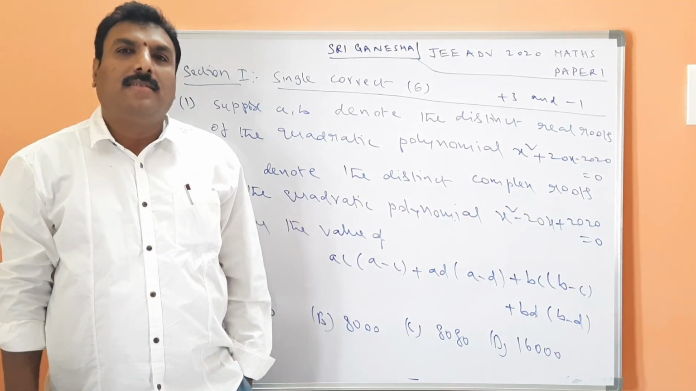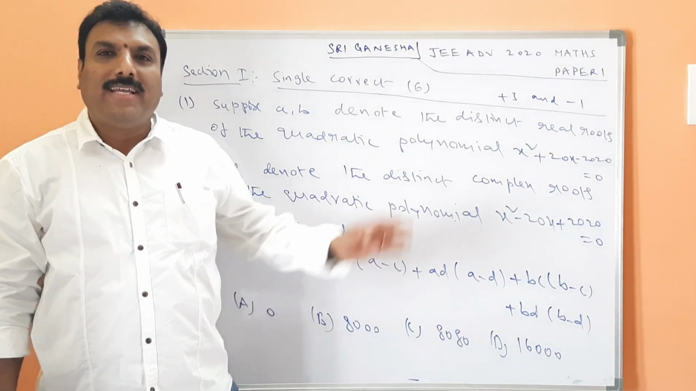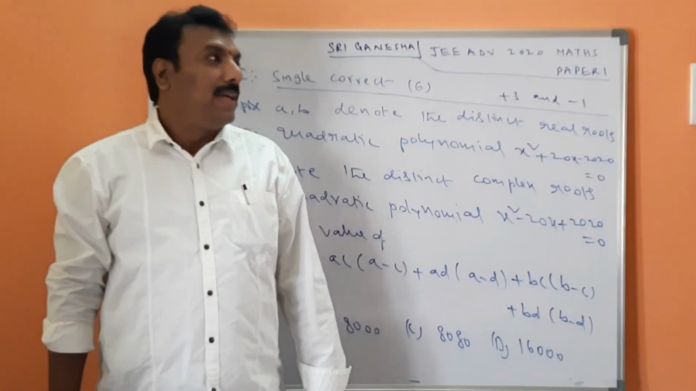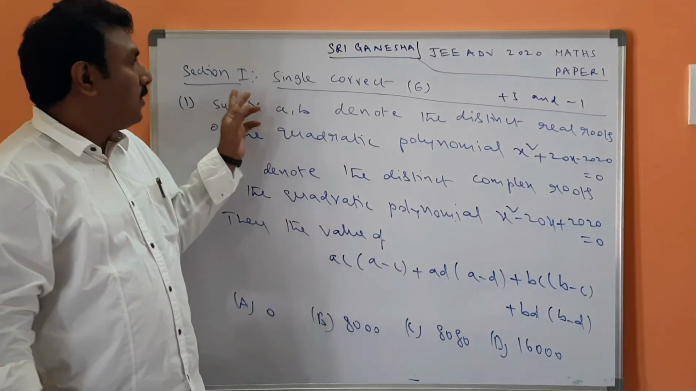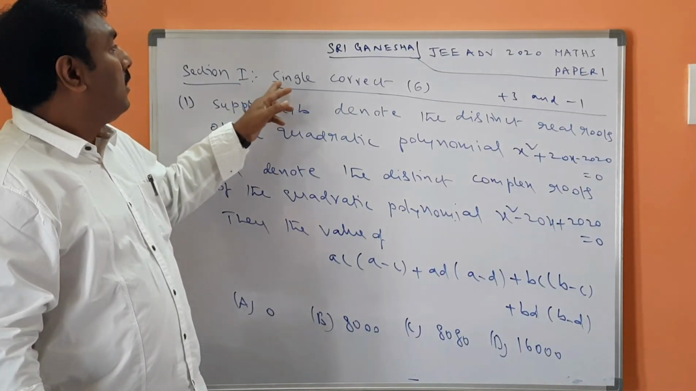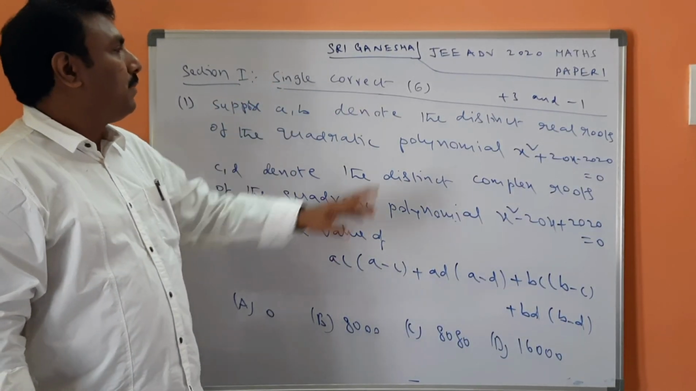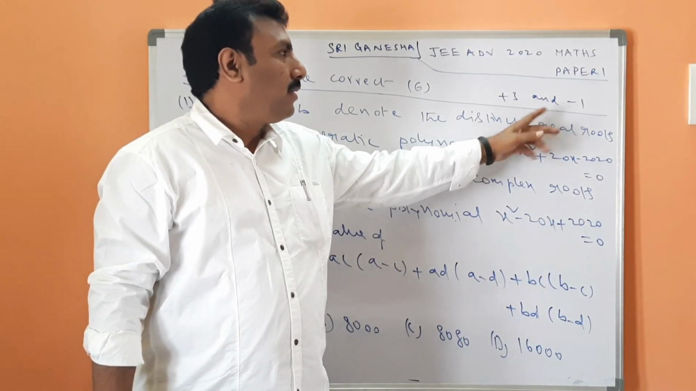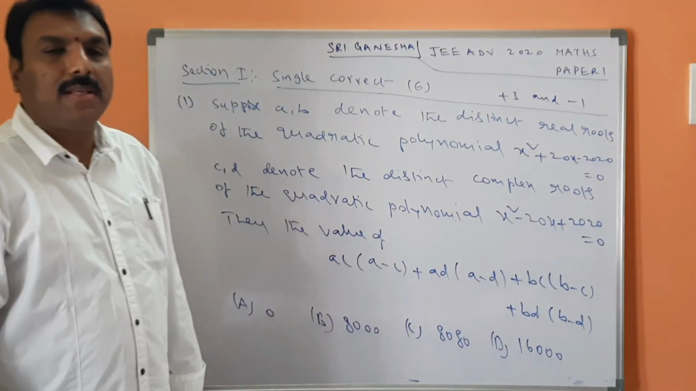Hi guys, now we are going to discuss JEE Advanced 2020 Mathematics Paper 1. Okay, let us see it. Section 1, single correct answer type. Number of questions 6. For correct answer plus 3, for wrong answer minus 1.